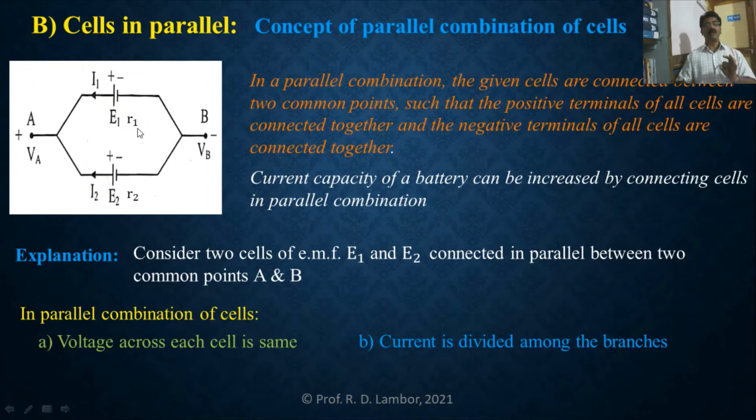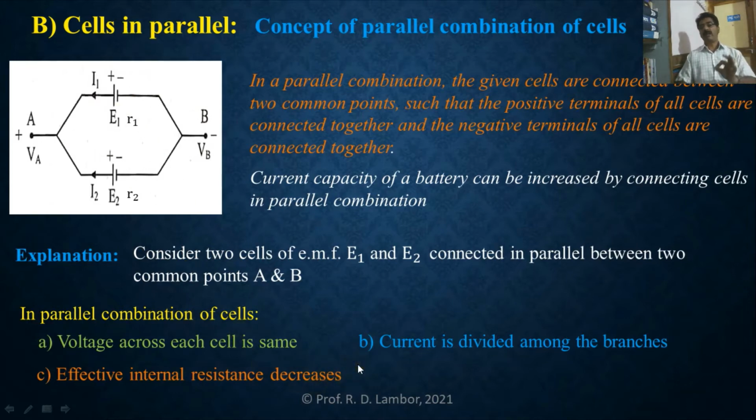Now what will happen to the effective internal resistance of this combination? As the two cells are in parallel combination, their internal resistances are also in parallel combination. And when resistances are connected in parallel, their effective resistance decreases. That's why in parallel combination of cells, the effective internal resistance of the battery decreases.